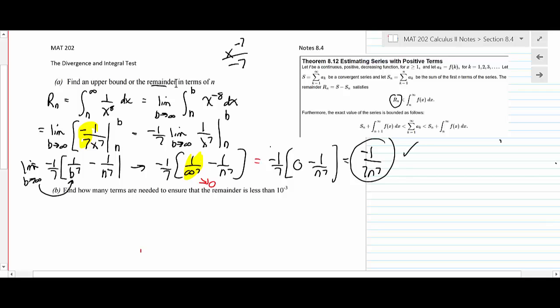So that is an expression for the upper bound. Didn't I say a negative times a negative is a positive? Okay, so we have that. Does that make sense, what I've done?